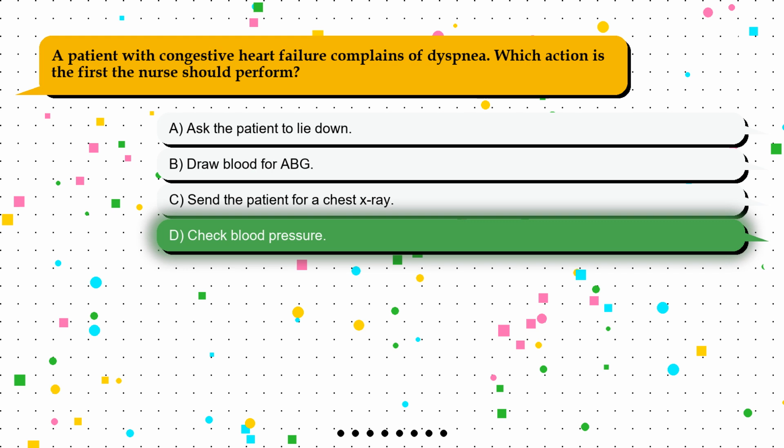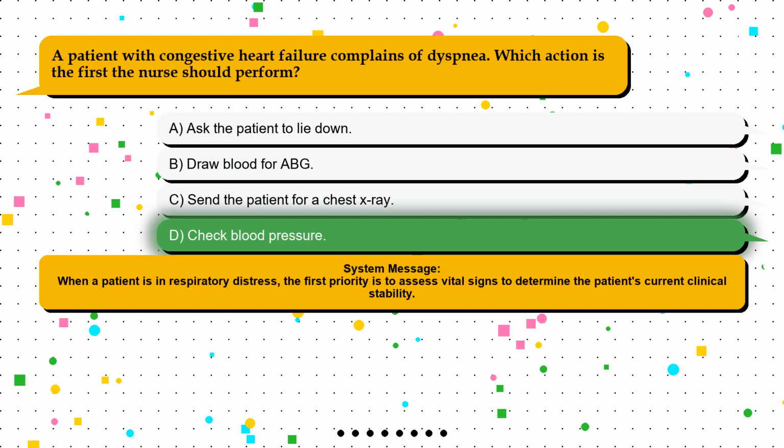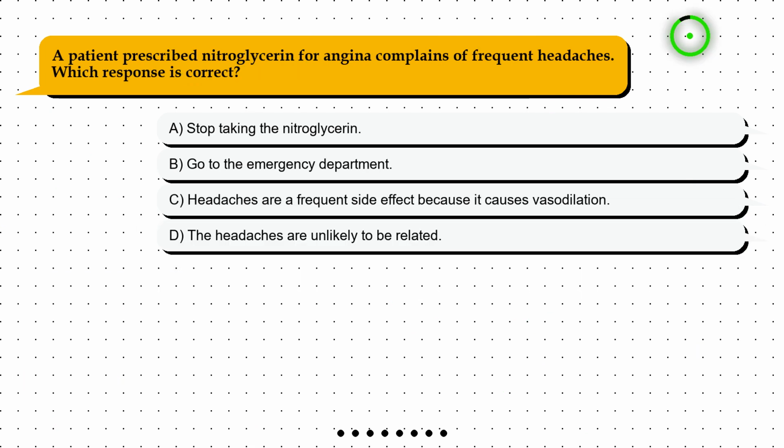The correct answer is option D, check blood pressure. When a patient is in respiratory distress, the first priority is to assess vital signs to determine the patient's current clinical stability. Question 7. A patient prescribed nitroglycerin for angina complains of frequent headaches.